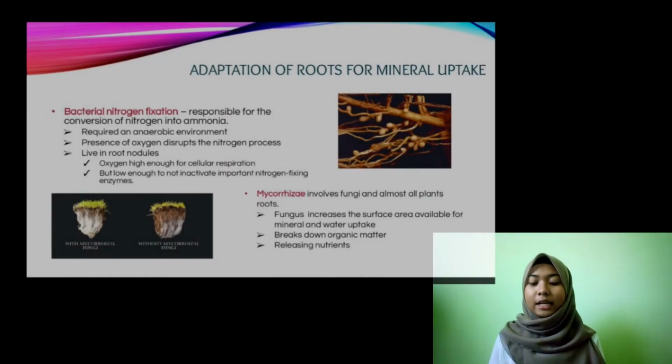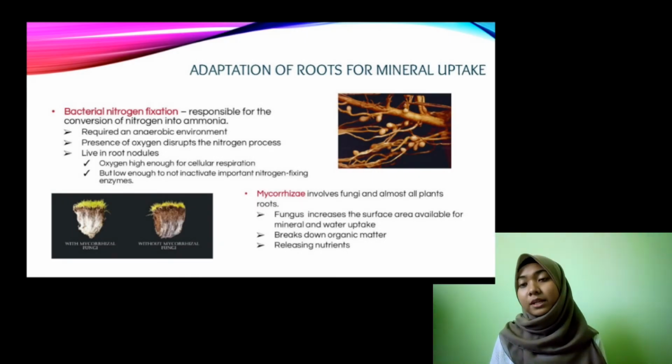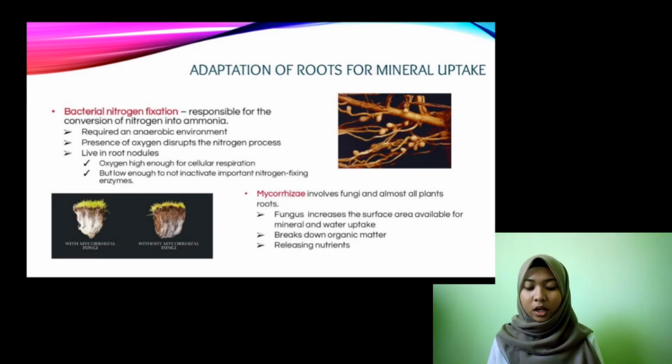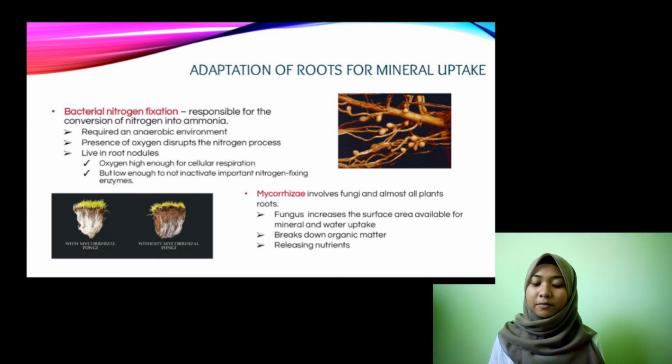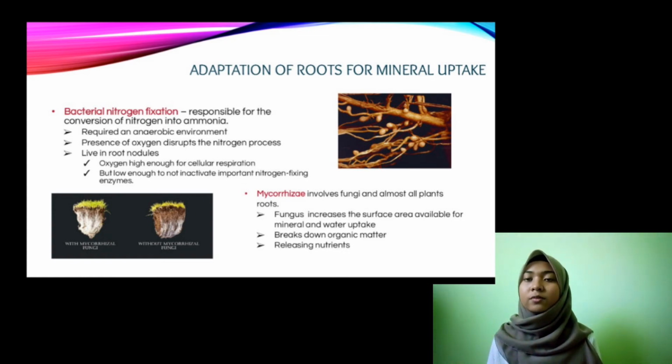Okay, next is adaptation of roots for mineral uptake. Two mutualistic relationships assist roots in obtaining mineral nutrients. Root nodules involve a mutualistic relationship with bacteria, and mycorrhizae are a mutualistic relationship with fungi. Bacterial nitrogen fixation is responsible for most of the conversion of nitrogen from air into ammonia. The most common type of symbiosis is with rhizobia.